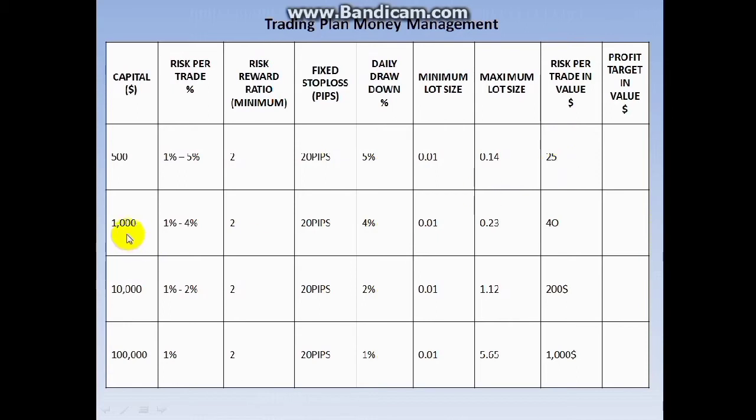Okay, so when you have a $1,000 account, your risk ratio should be 1 to 4%. Okay, your daily drawdown 4% minimum, and the maximum, you can just go through it and see it here. Okay, if you have a $100,000 account, your risk per trade should be not more than 1%. Okay, 20 pips, daily drawdown 1%, 0.1, and your highest loss size should be not less than 5.65%.